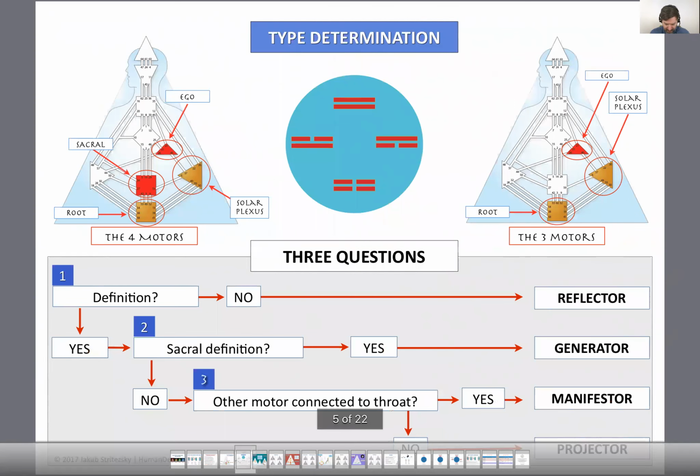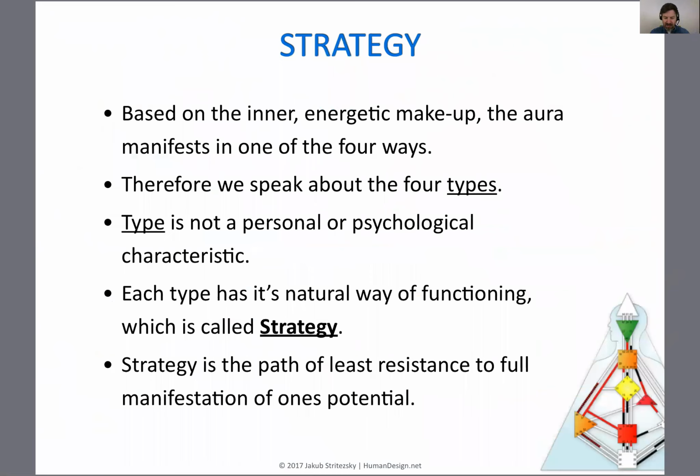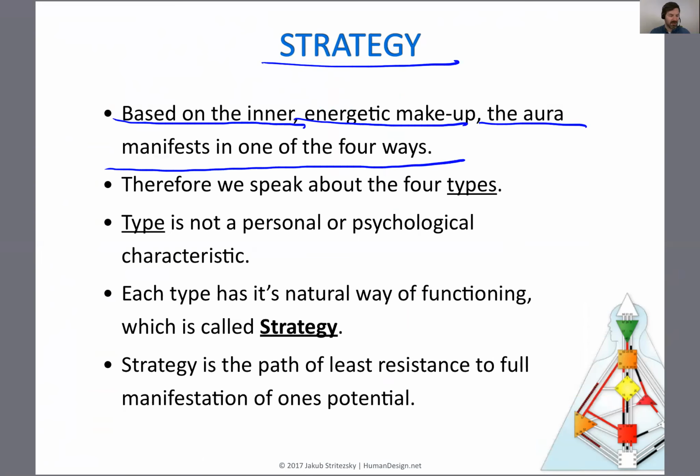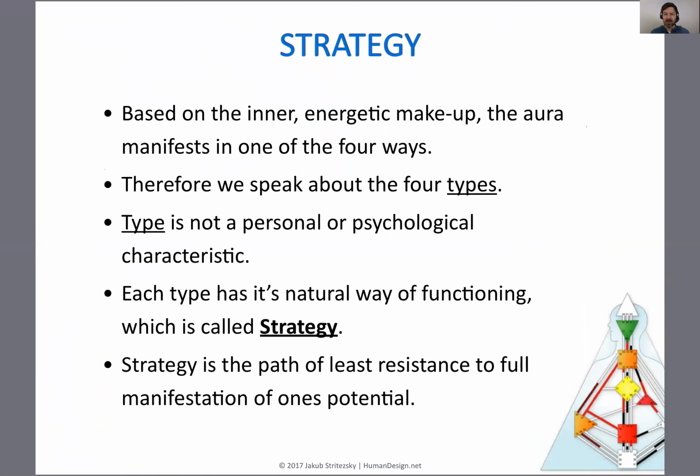So let's take a look at this slide, which is highlighted strategy. Based on the inner energetic makeup, the aura manifests in one of the 4 ways. I've said that already. That's why we speak about the 4 types. This is important. Type is not a psychological characteristic. It's not some kind of a typology. It's not about how your personality functions. It's really the background mechanics of your bioenergetic vehicle, of your being, and your electromagnetic field, of your aura. This is the type.